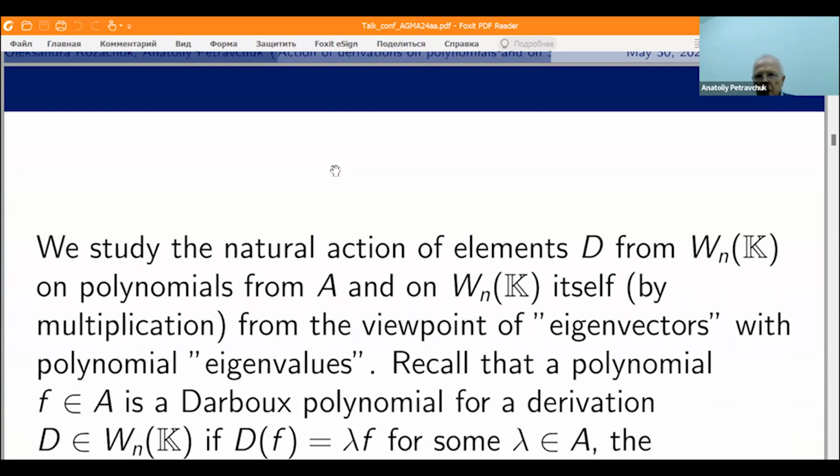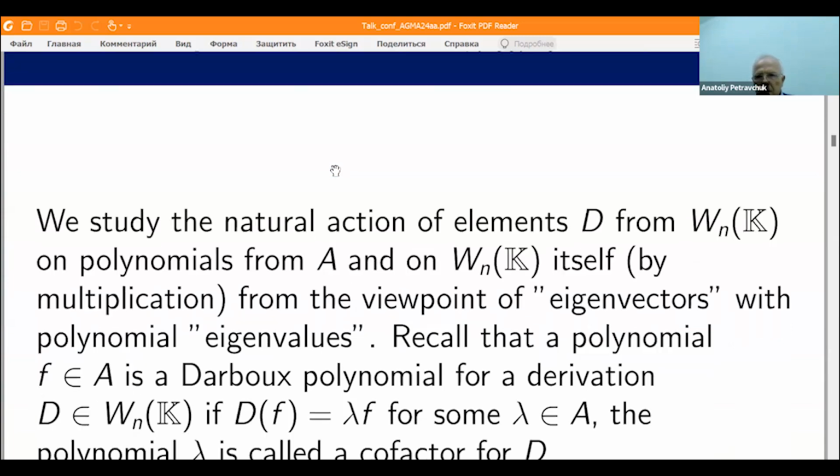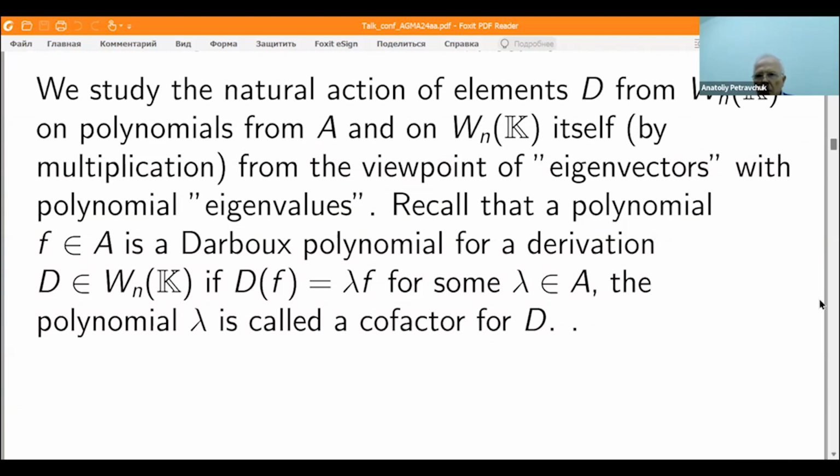We studied the natural action of elements D from this Lie algebra of all derivations on polynomials from A, and on derivations from W_n(K) itself by multiplication, from the viewpoint of eigenvectors with polynomial eigenvalues. Recall that a polynomial f of A is a Darboux polynomial for a derivation D if D(f) equals lambda f for some polynomial lambda. The polynomial lambda is called the cofactor for D.